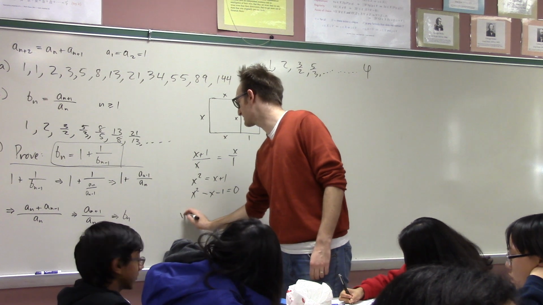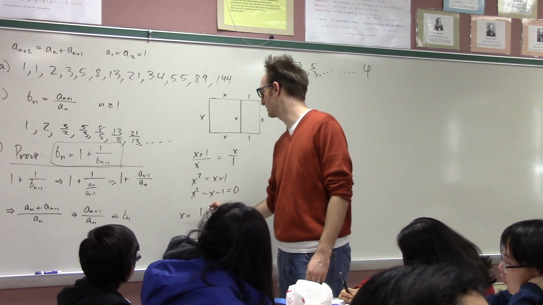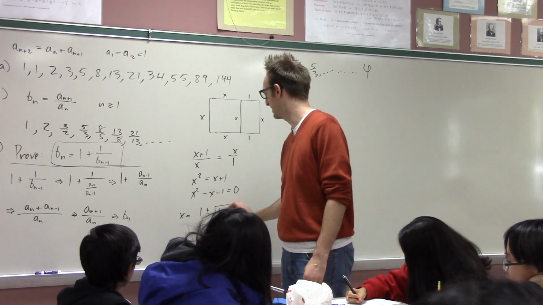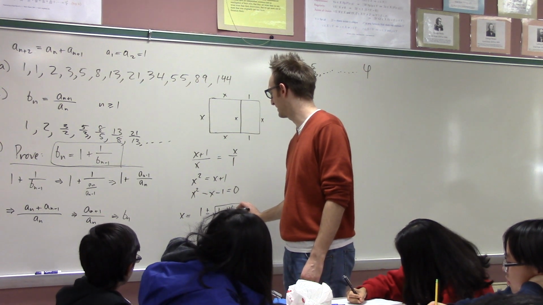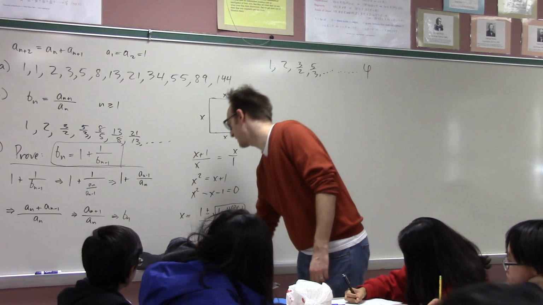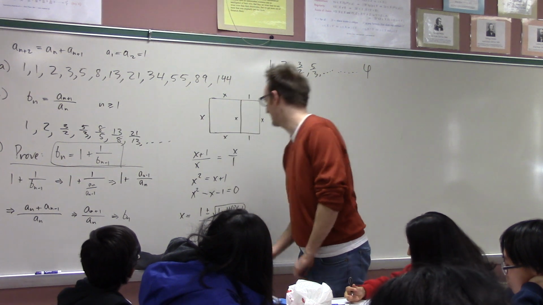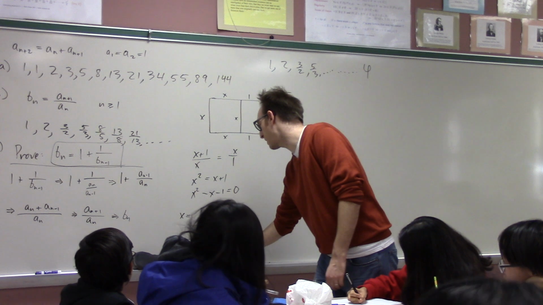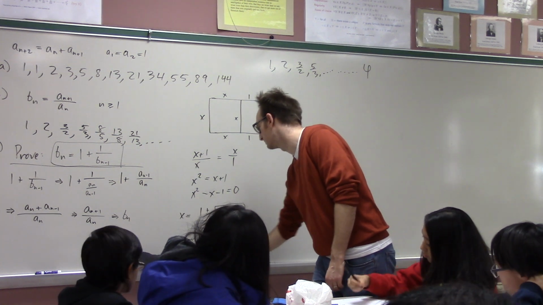All right, so x is 1 minus the square root of b squared minus 4ac. All right, did you guys get x equal, right? So did you guys get 1 plus or minus root 5 over 2?